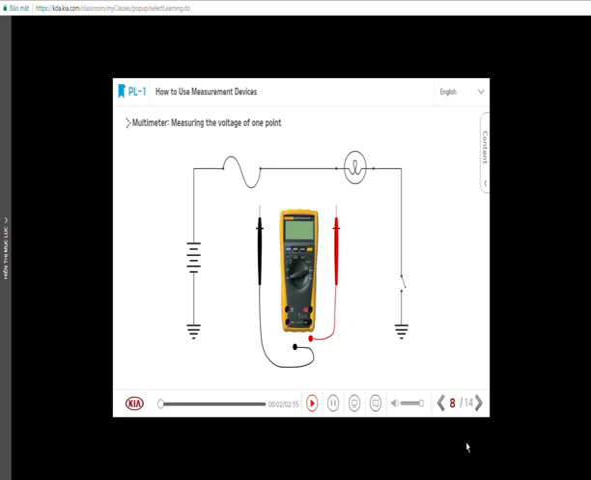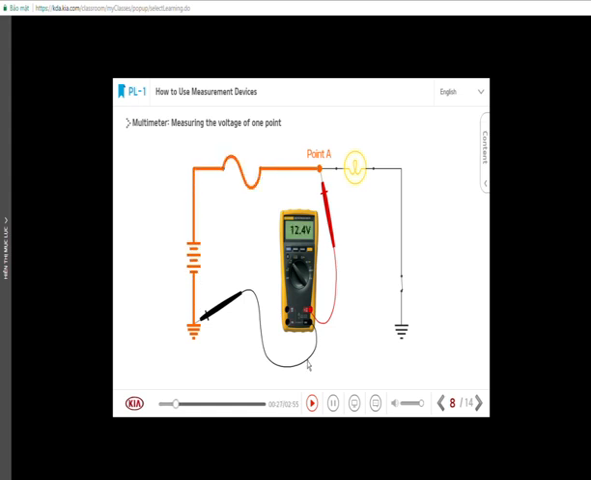Now, we are going to use the multimeter and measure the voltage. We will measure the voltage on the A point in a DC circuit. Select the DC voltage. Locate the black probe on the vehicle ground and COM terminal. Locate the red probe on the A point and check the measured value.